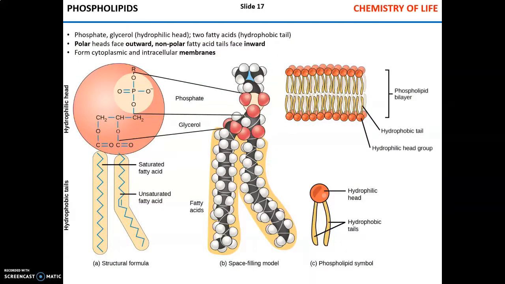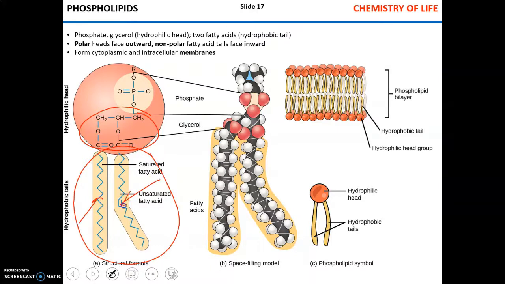Now, the last type of lipids that we're going to be talking about are phospholipids. They contain glycerol, just like triglycerides, two fatty acid residues, saturated and unsaturated, and a phosphate residue right here. Glycerol and phosphate, highlighted by red, form a polar hydrophilic head of a molecule, and fatty acids, highlighted by yellow, form a hydrophobic nonpolar tail. These phospholipids form phospholipid bilayer, which forms cellular membrane.